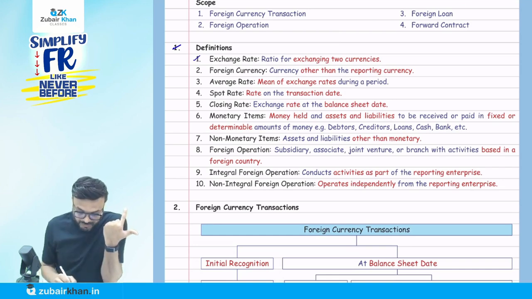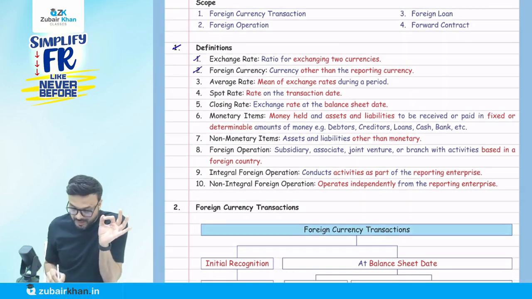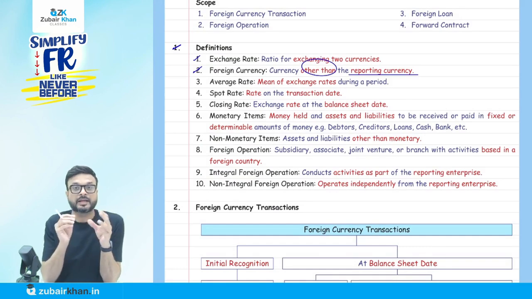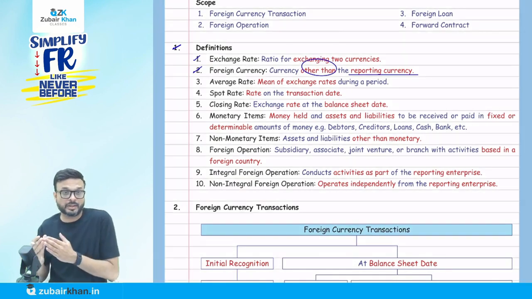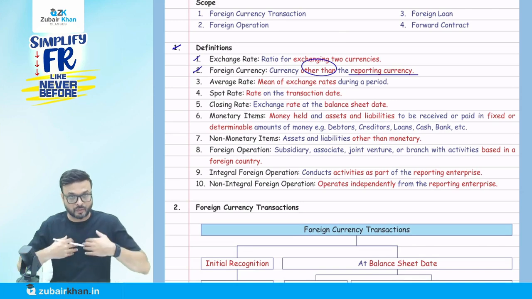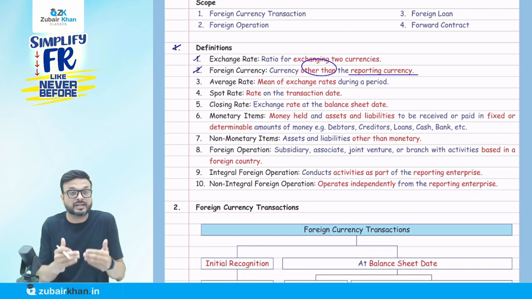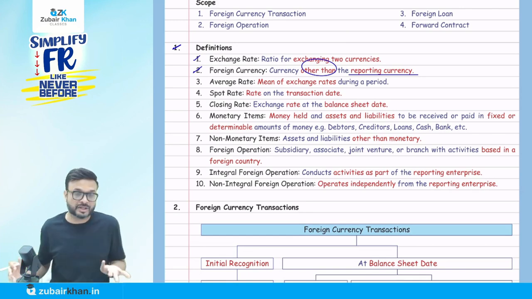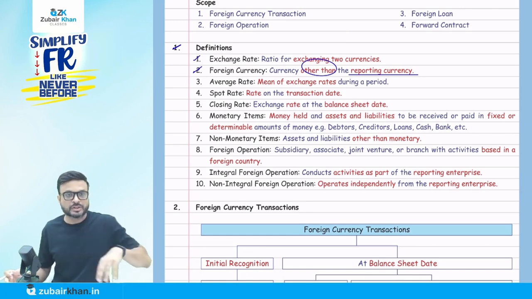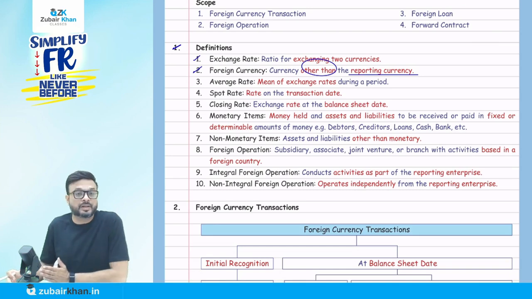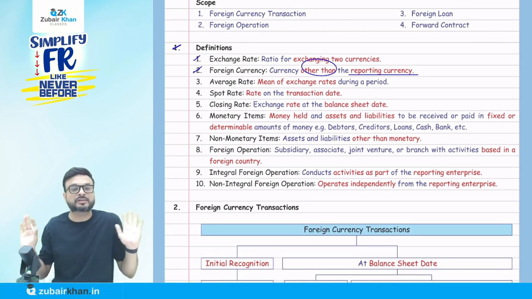Now, what is foreign currency? Any currency other than the reporting currency. So what do you mean by reporting currency? For us, the reporting currency is the Indian rupee. Reporting currency means the currency in which we are preparing our financial statements, in which we are reporting. So for us the Indian rupee is the reporting currency. All other currencies are foreign currency for us.